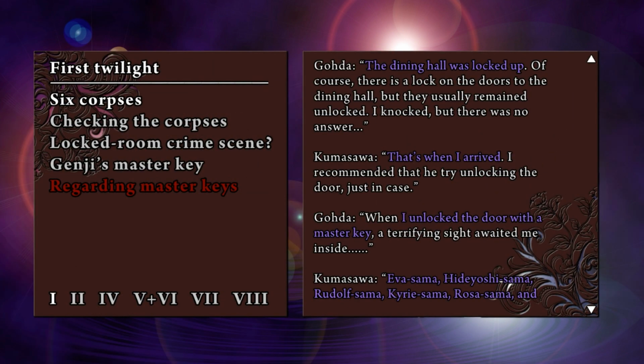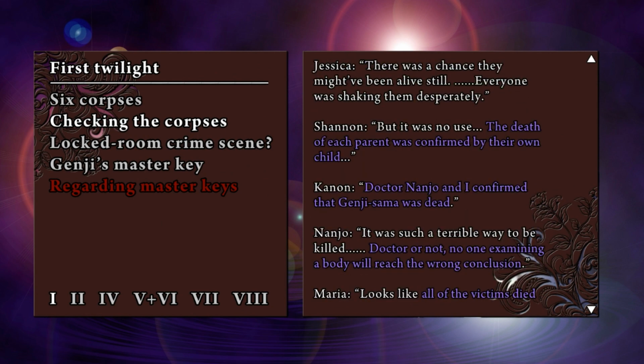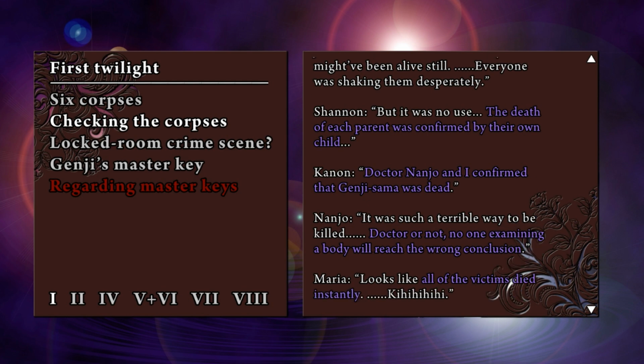So, by chapter, let's see. Kraus, Goda, checking the corpse. No one examining a body will reach the wrong conclusion. Well, except for those who are lying. Those who are not culprits can examine the body and they will never reach a wrong conclusion.